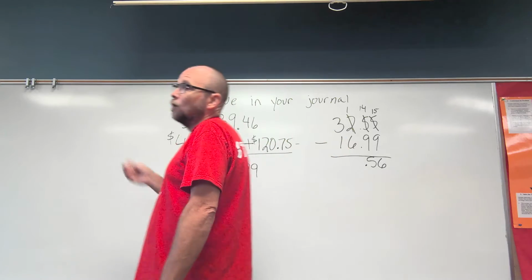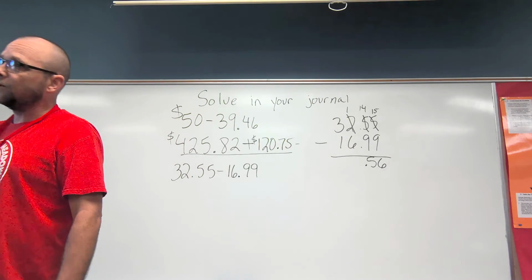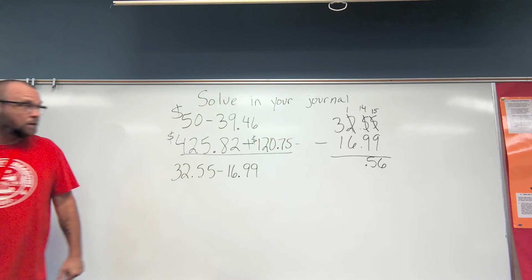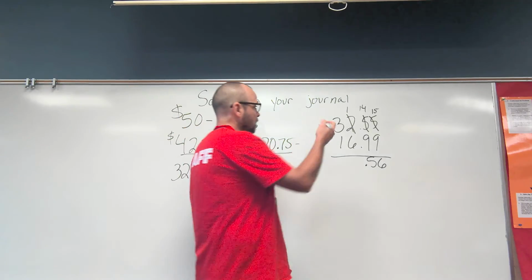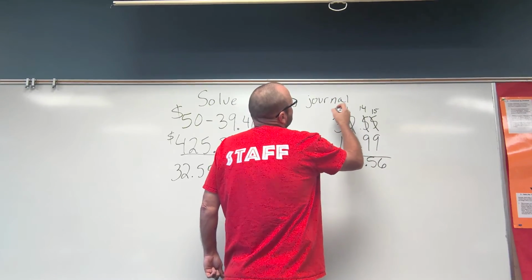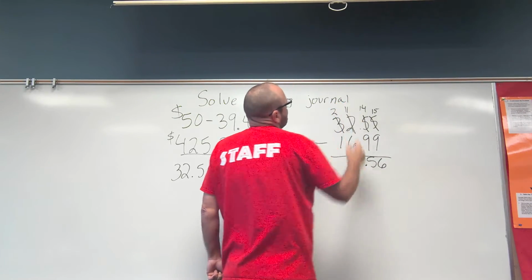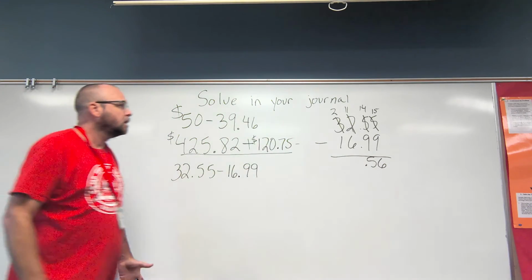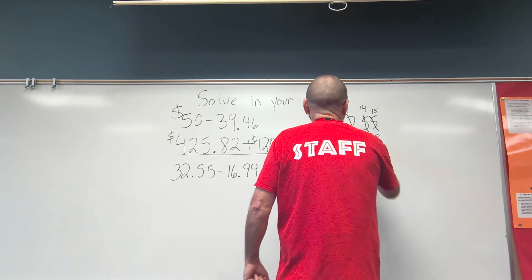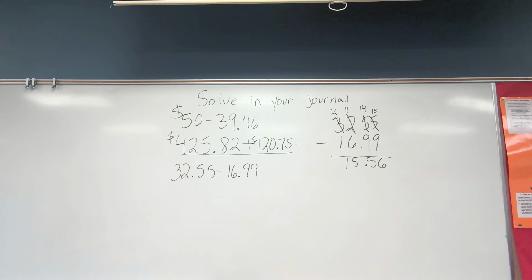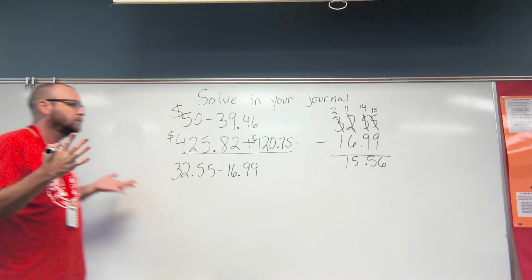Decimal point comes straight down. When adding and subtracting, we don't do that in multiplying. When adding and subtracting decimals, the decimal point comes straight down. Now, obviously, I'm going to have to exchange one of my 10s and make that an 11. 11 subtract 6 is 5. And 2 subtract 1 is 1. Okay, so on your paper, if you got 15 and 56 hundredths of an ounce, you're good.